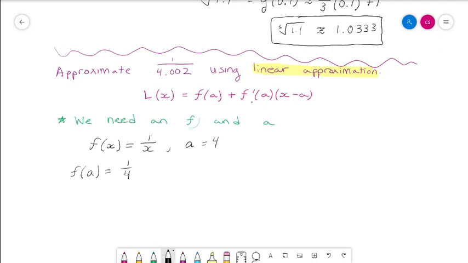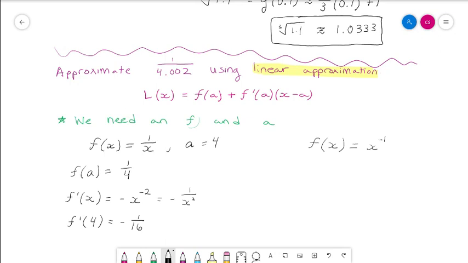And then we need f prime of a. Let's see, f prime of x. Let's think of 1 over x as x to the negative 1. So we don't have to use the quotient rule, right? So then we're looking at negative 1, x to the negative 2. Okay. So then if we plug in 4, we're looking at negative 1 over 16.